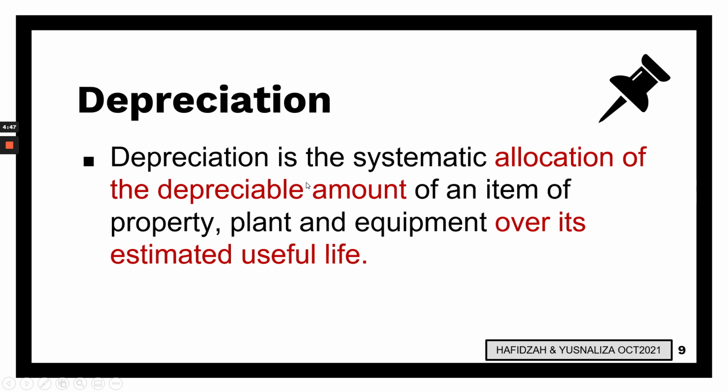So what is depreciation? It is the systematic allocation of the amount of the asset, or more specifically the depreciable amount, over its useful life. How is the asset being used up over its useful life? That is called depreciation. Each year there will be a reduction to the asset, and the systematic allocation of that reduction is what you call depreciation, and that will only be done over its estimated useful life.